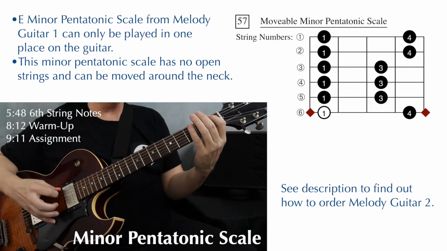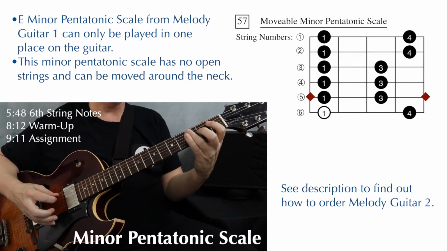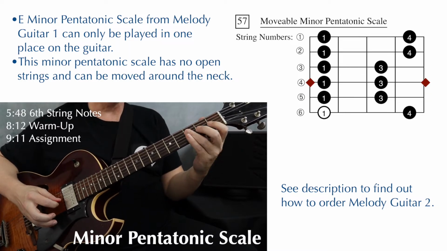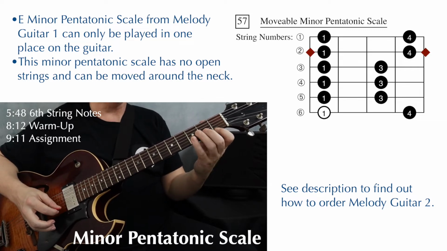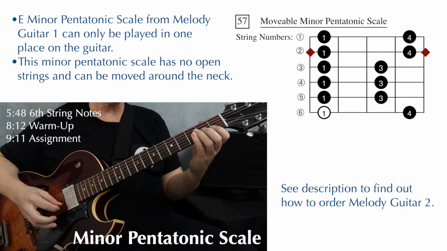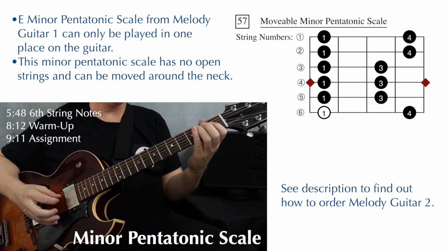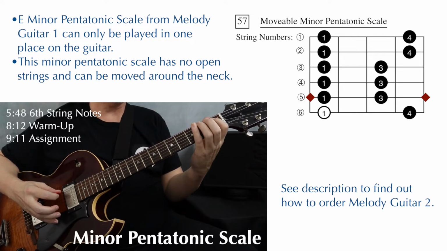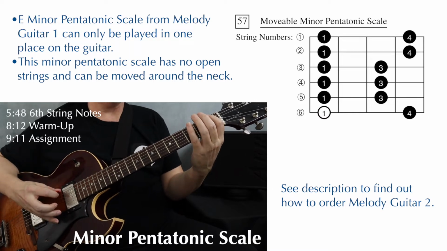You play finger 1 and 4, 1, 3, 1, 3, 1, 3, 1, 4, 1, 4, and back to 1, 4, 1, 3, 1, 3, 1, 3, 1, 4, and then 1. So altogether we've got this.